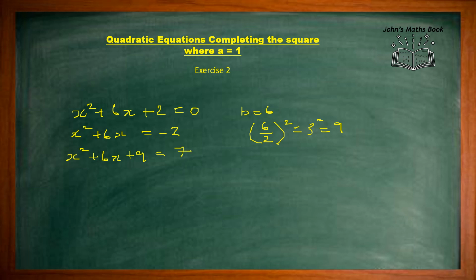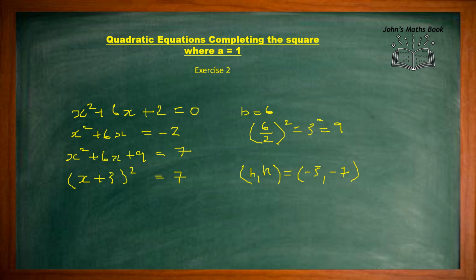So on the left hand side now is a perfect square trinomial. So let's factorize that. So that gives x and then plus half of the value of b. So the value of b is 6, so half of that is 3. So plus 3 all squared is equal to 7. So in this form we have the vertex of the parabola, the coordinates h and k, which in our case h is -3 and k is -7.